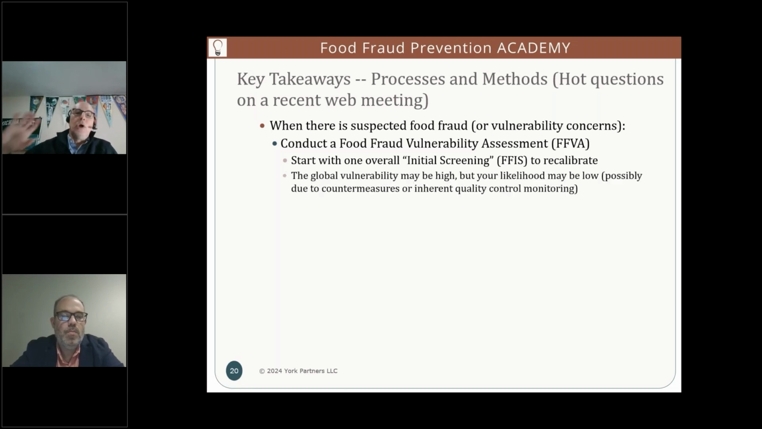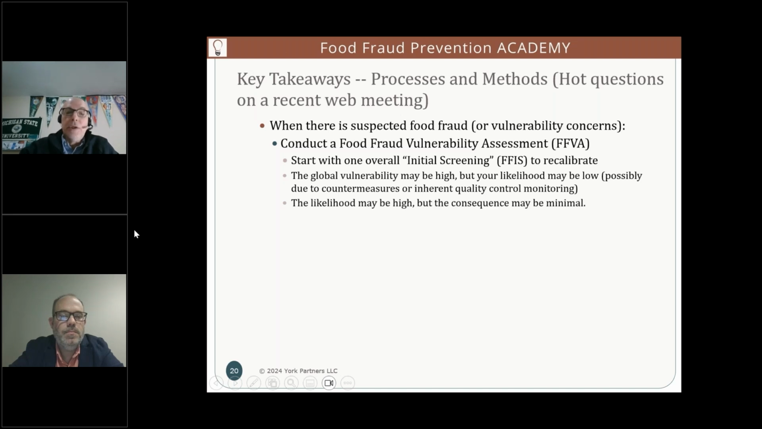Even though the global vulnerability may be high, your likelihood may be low, possibly due to countermeasures or some inherent quality control monitoring. There was a company I worked with that did nut allergen testing on ingredients that came in, blends. They also did nut allergen testing on the finished product before it was released, because they sold to sensitive populations, into hospitals, elder care, and nurseries for kids. So when peanut allergen was in cumin as a food fraud event, they were fine. The global vulnerability was high, but they really didn't need to do anything other than review the allergen test they had done. It didn't show anything, so they were good. So you want to do that initial screening first.